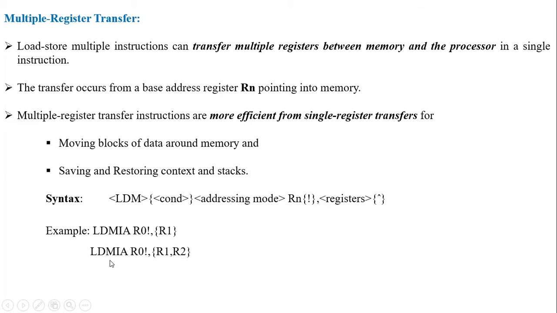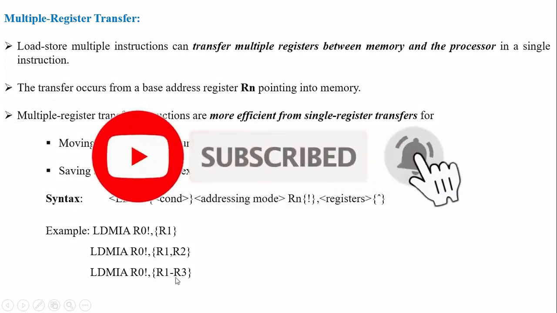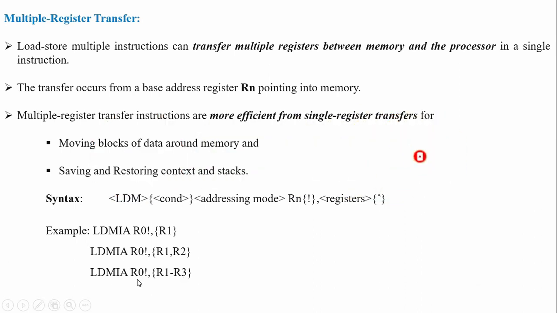In the second example, LDMIA R0 exclamation mark, comma, in brackets the registers R1 comma R2. Here the data is loaded from memory to two registers, R1 and R2. Then in the third example, LDMIA R0 exclamation mark, comma, in curly brackets R1 minus R3, that indicates R1 to R3, that is R1, R2 and R3 registers. So here data is loaded from memory to these three registers.